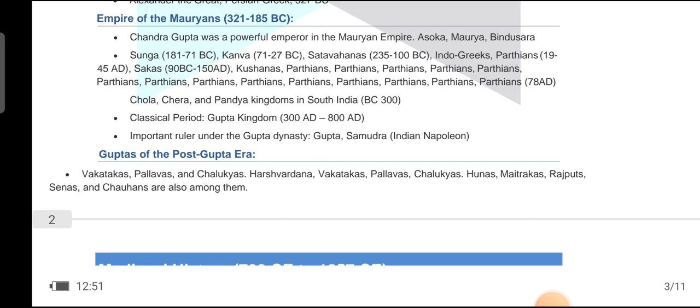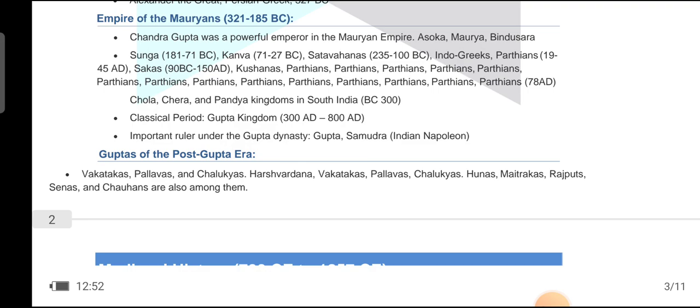Kanva, 71 BC to 27 BC, Satavahanas, 235 BC to 100 BC, Indo-Greeks, Parthians, 19 to 45 AD, Sakas, 90 BC to 150 AD, Kushanas, Parthians, 78 AD, Chola, Chera and Pandya kingdoms in South India, 300 BC.